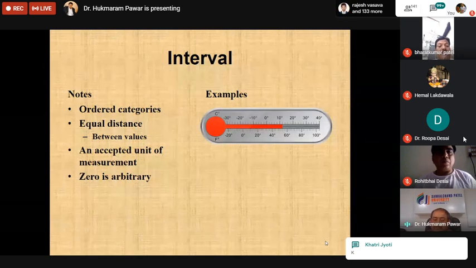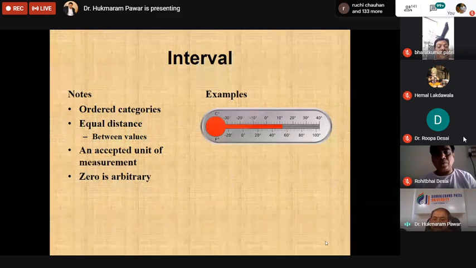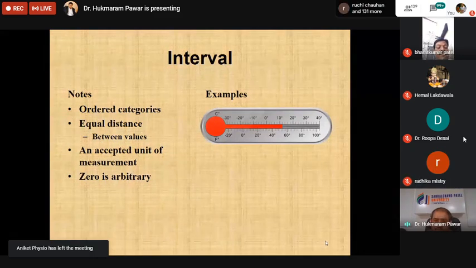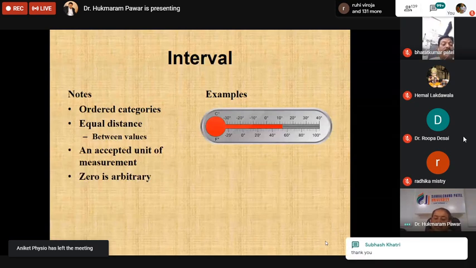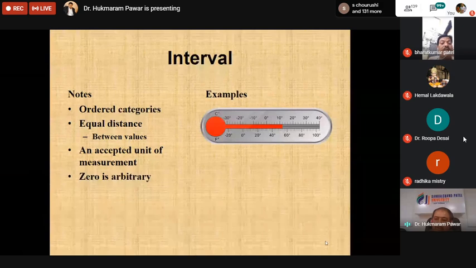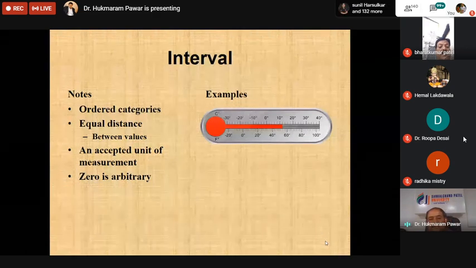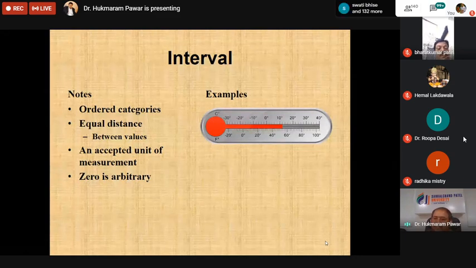Now the third is more powerful than the ordinal, and this is metric data. Here real numbers are used. These are the data which can actually be presented in the form of numbers. In interval, one more powerful characteristic is included apart from nominal and ordinal: here distance is the same. For example, centigrade and Fahrenheit. You start from 0, and time is the best example here.